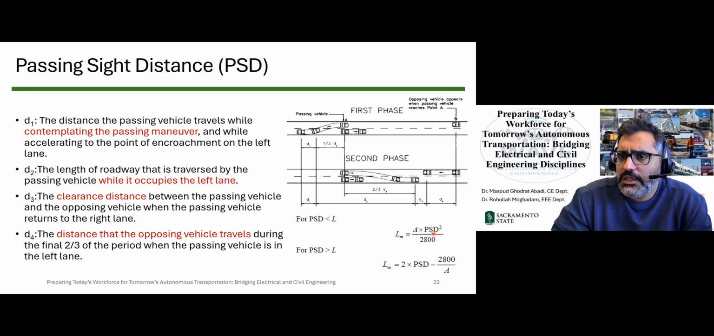And PSD, again, it is something related to speed. So based on the speed, design speed, we can find the PSD. There are tables in AASHTO, and based on that, we can find minimum length of the curve. We will always start with PSD less than L, similar to what we did with SSD and L.